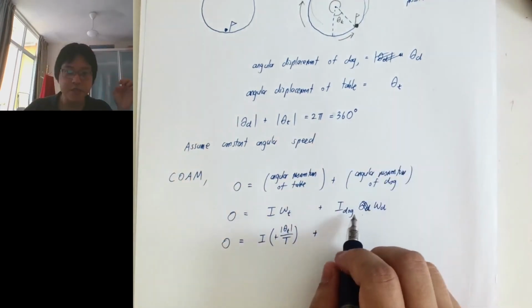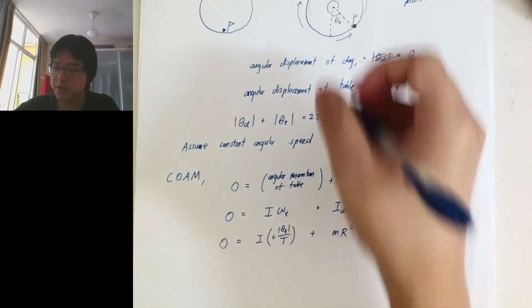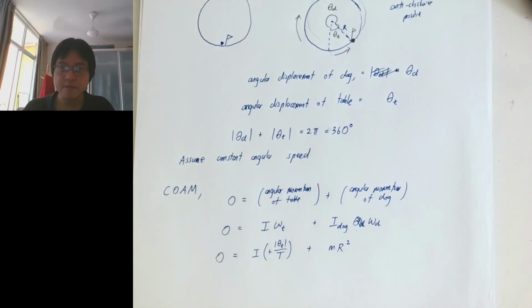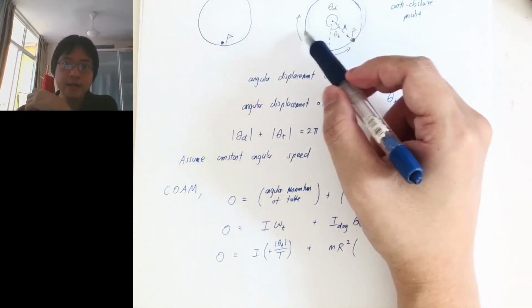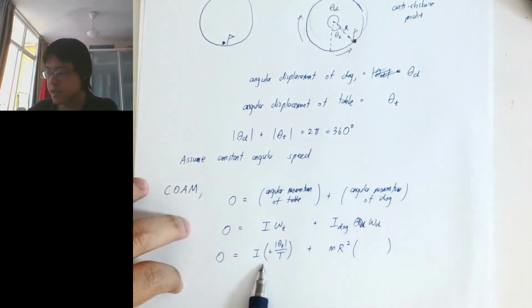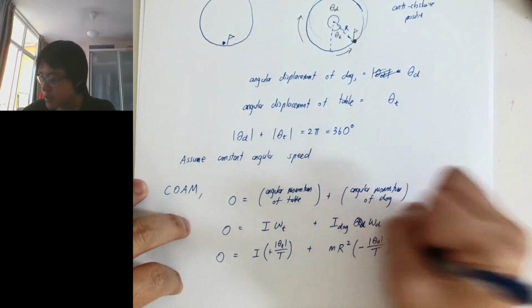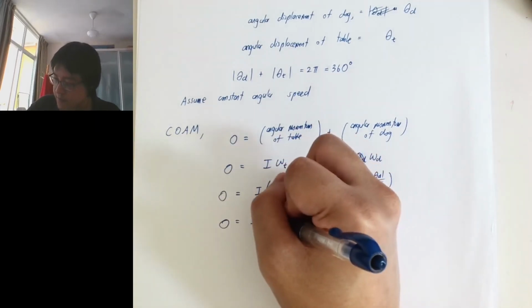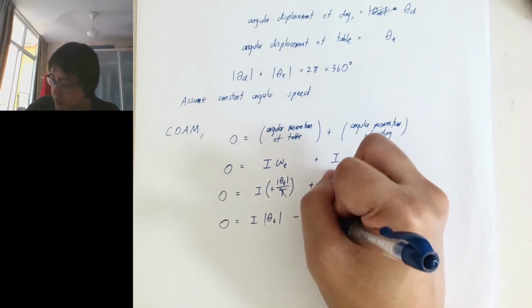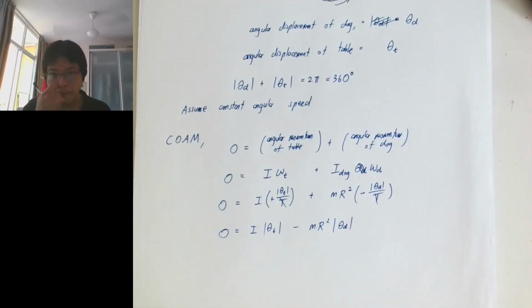And then for the dog, what's the equation for the dog? The moment of inertia of the dog is mr squared, if we treat the dog as a point particle at a distance r away from the center. What is the angular velocity of the dog? The dog is going this way, and it is clockwise, the opposite direction of anti-clockwise, so it's negative. The angular velocity is just the magnitude of theta dot divided by the time taken, but actually the time is not important. So I get I theta table magnitude minus mr squared theta dot magnitude. Follow so far?